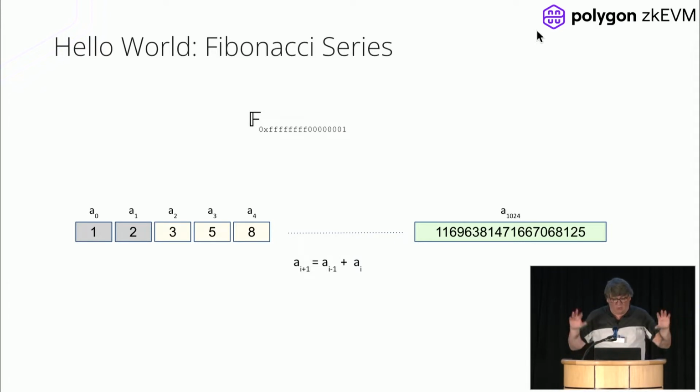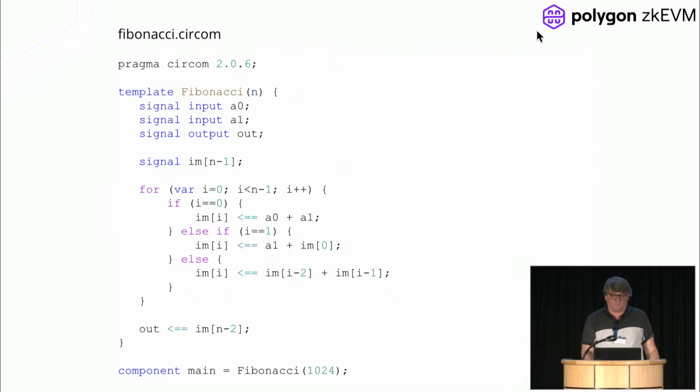I'm gonna do the hello world. I'm gonna explain to you the hello world of this hardware processor. Okay. The hello world would be a Fibonacci series. This is a circuit where you want to prove that you know two numbers that, when you apply the Fibonacci series 1024 times, give a specific number. Okay, so this would be the public output, and you have the private inputs and all the intermediary signals. Of course, if you want to write that in Circom, you can do it quite easily.